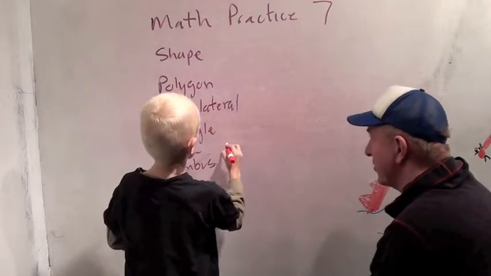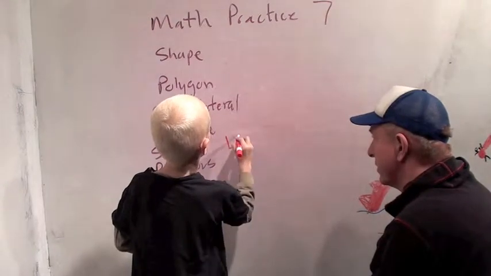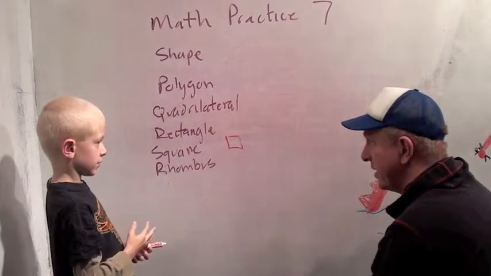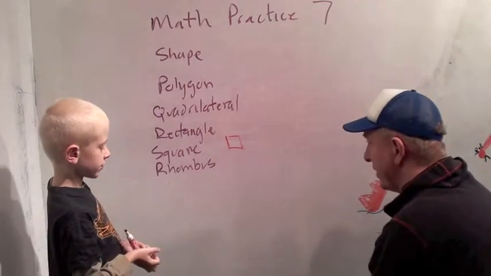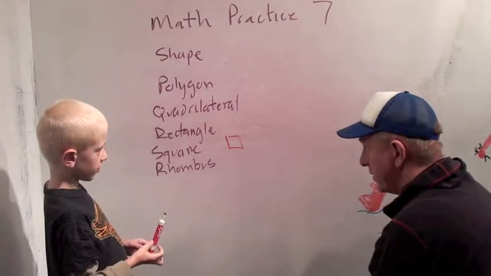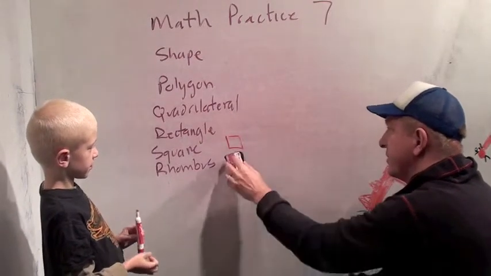What does that mean to be a square? All four sides are the same. So, what kind of special shape is a square? It's a special kind of rectangle, and all four sides are the same, so there's a square.